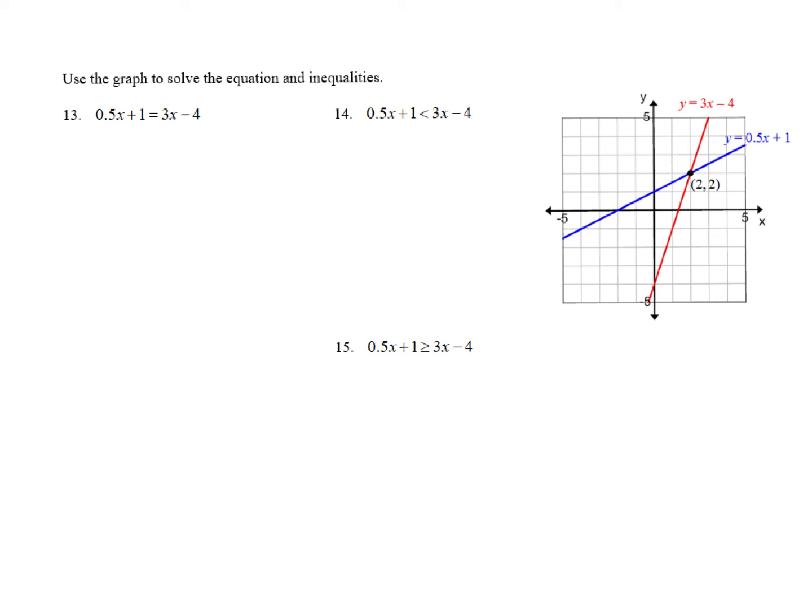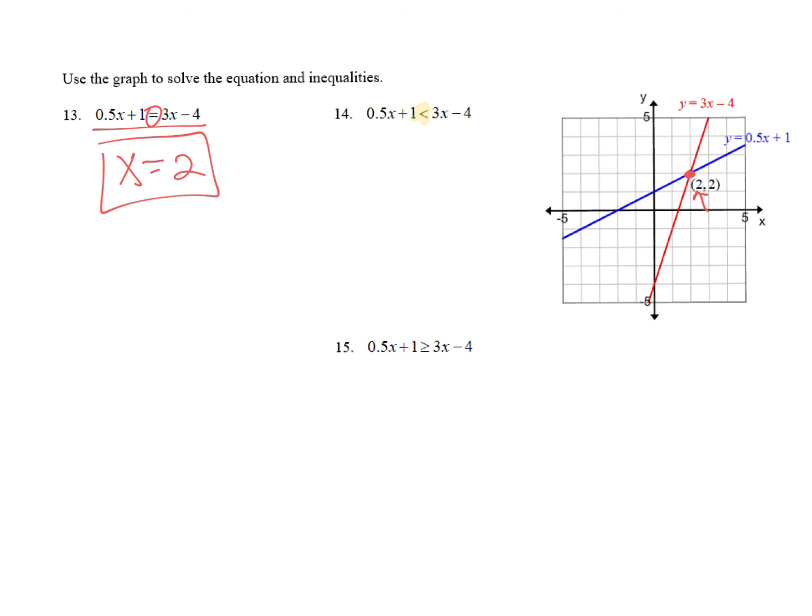So here we're going to learn how to use a graph to solve equations and inequalities. So I have two lines on this graph, y equals 3x minus 4 in red and y equals 0.5x plus 1 in blue. And so if I want to solve the equation 0.5x plus 1 equals 3x minus 4, I want to know where these two graphs are equal. Well, they are equal at their point of intersection. They are equal at (2, 2), so x equals 2, and just an FYI, I'm looking at the x value, not the y value. x equals 2 is the solution because that is the x value of their point of intersection.